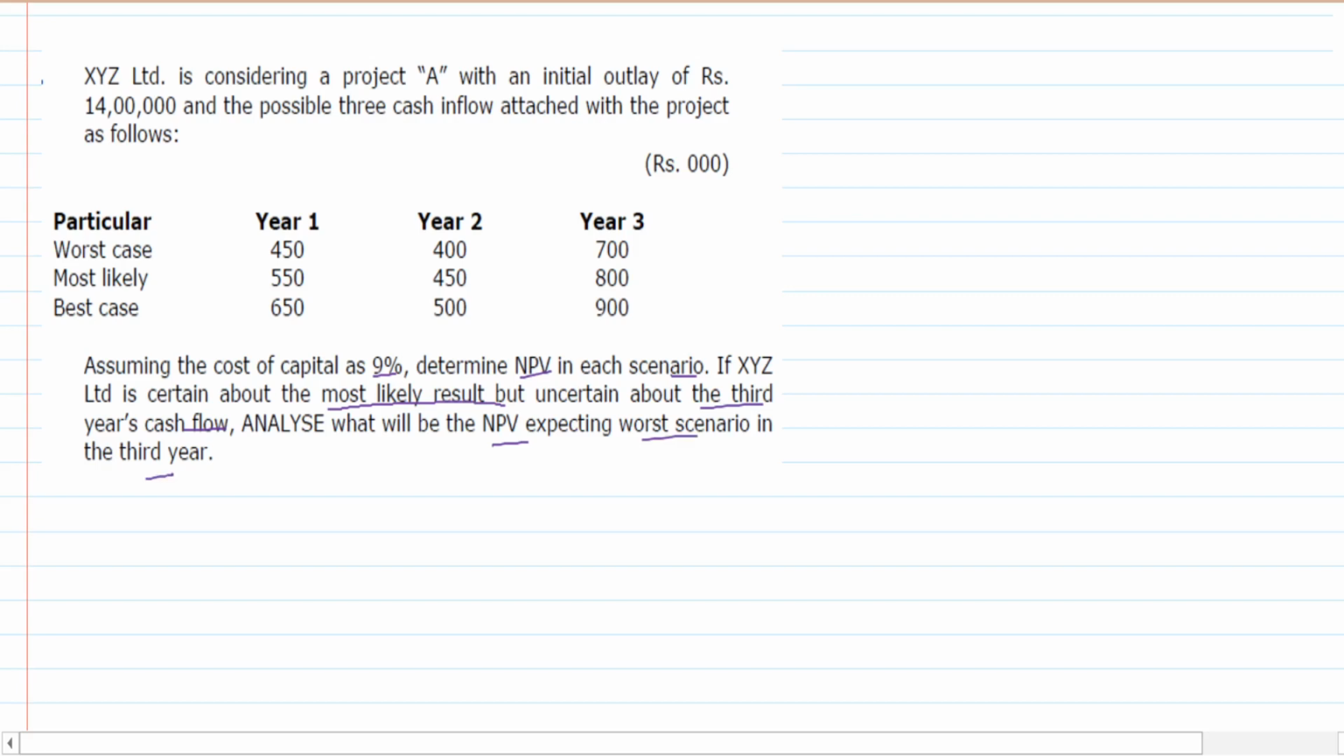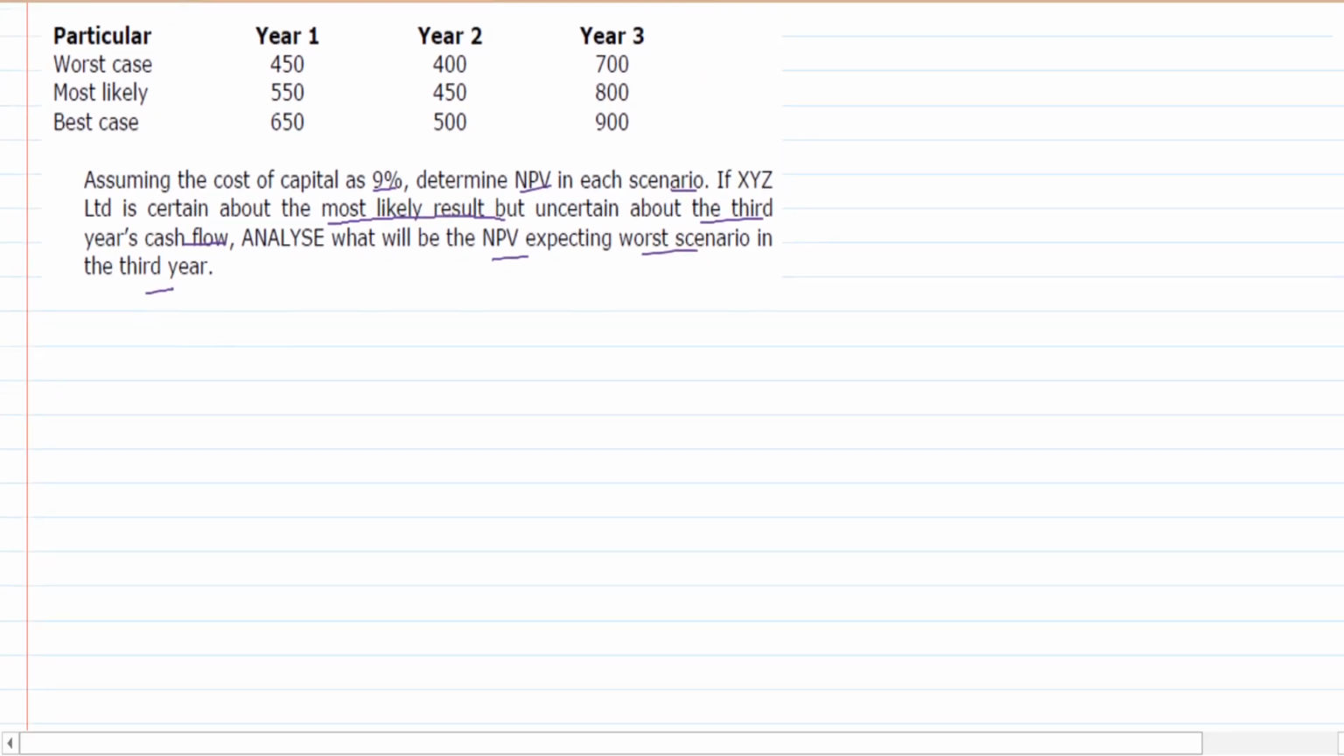Okay. The first question is to work out the NPV for each of the scenarios. So let's do that first. Determination of NPV. We'll prepare the necessary table. We say here present value factor 9%.